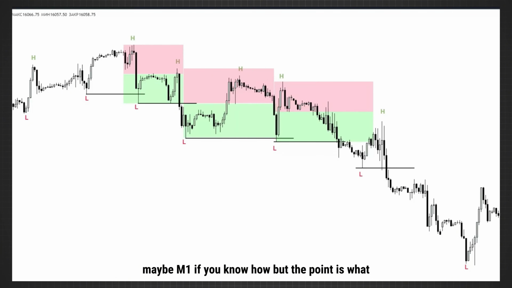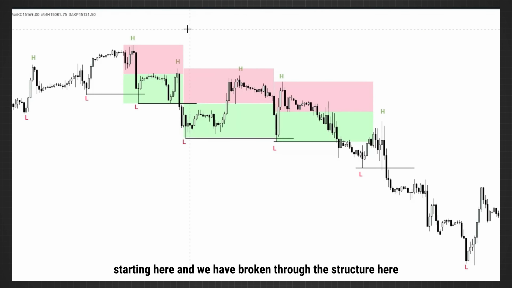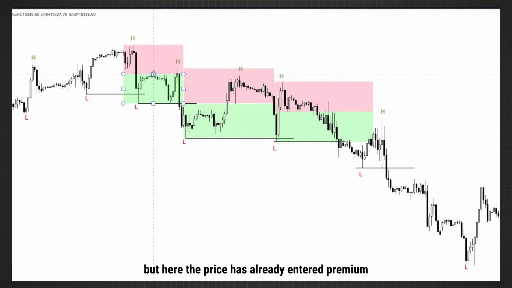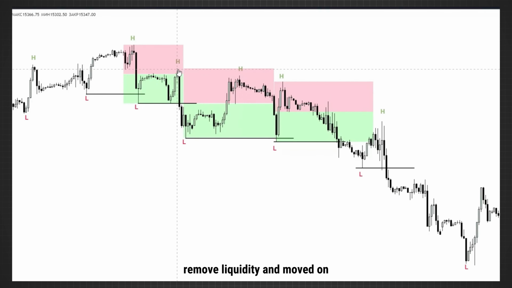But the point is what? It is most profitable and safest to sell in premium and exit in discount. That is on liquidity and so on. So if you realize that potentially we have a downward movement starting here and we have broken through the structure here, then it is very dangerous to sell here because the price has not even reached 50%. But here the price has already entered premium, removed liquidity, and moved on.